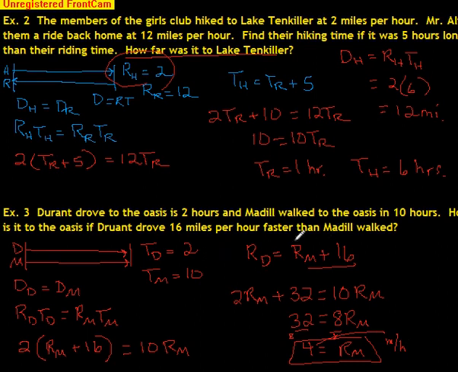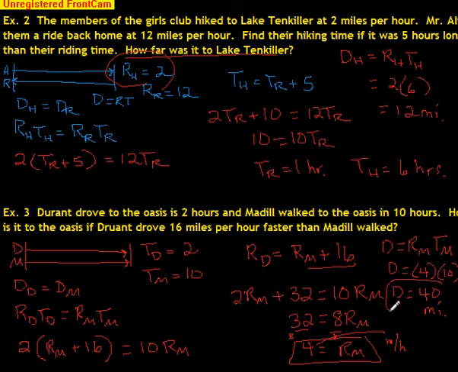We want to know how far it is to the oasis. So we really don't even need to find Durant's rate. We just need to find that the distance equals the rate of Medill times the time of Medill. We know his rate is 4. We know his time is 10. So if we multiply those two together, we're going to get distance equals 40 miles.